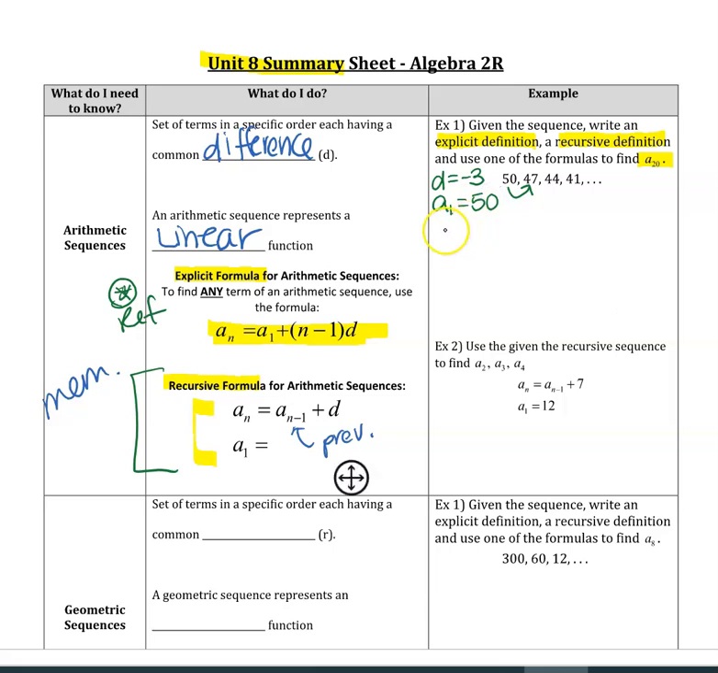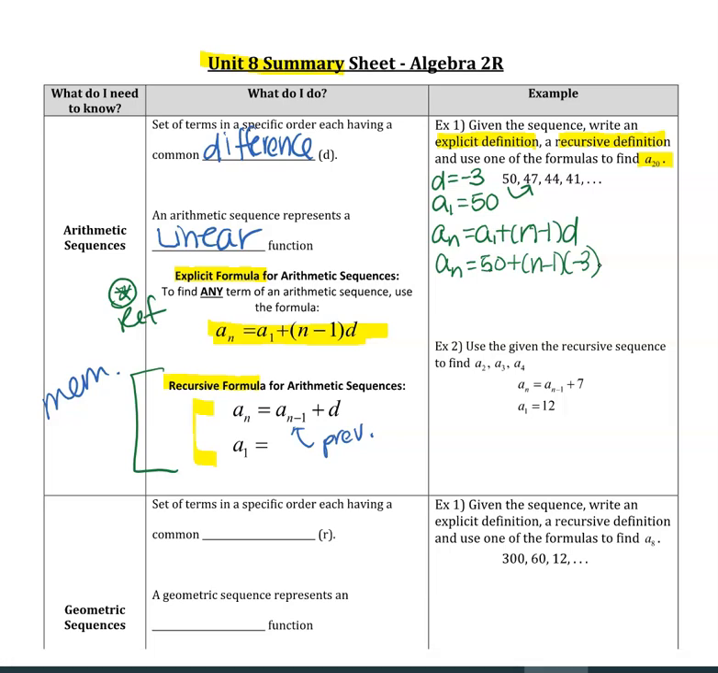So for an explicit formula, this is just a sub n equals a sub 1 plus n minus 1 times d, and then I just plug in what I got here. Use parentheses around the -3, otherwise it will look like subtract 3. And from there, if it doesn't tell you to simplify and put in standard form, that's a perfectly fine final answer. But again, in a multiple choice, you might not see that. You might see it simplified, so just be aware that you may have to distribute that -3 and simplify.